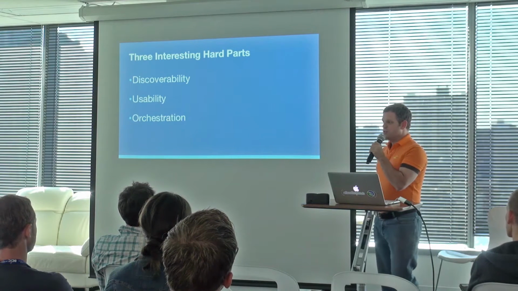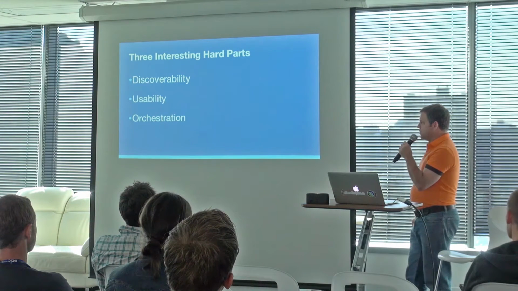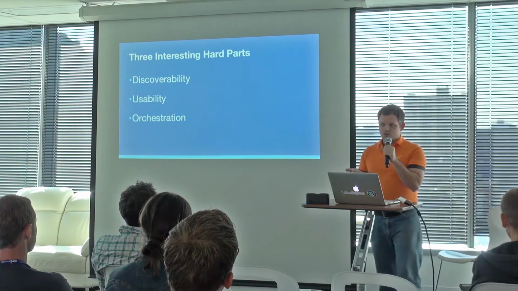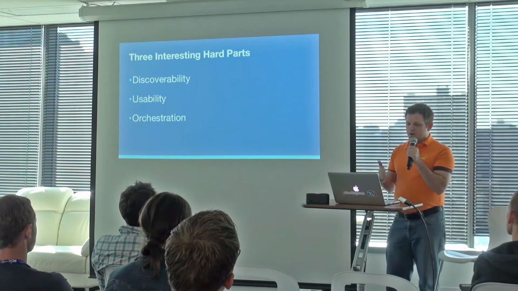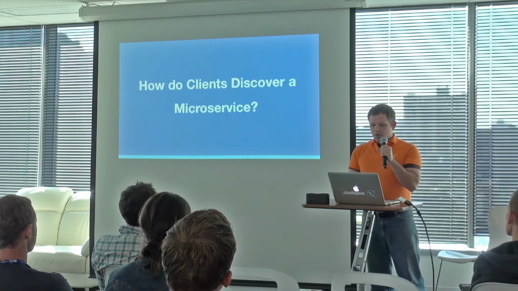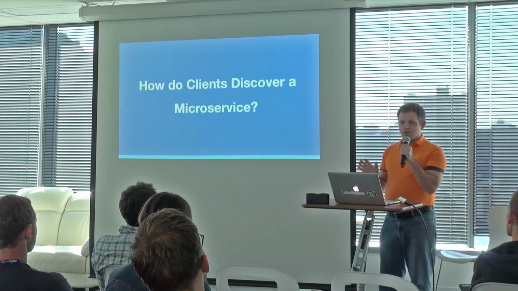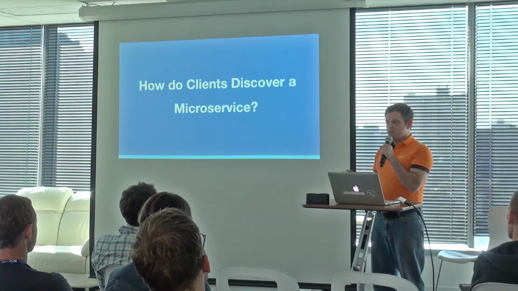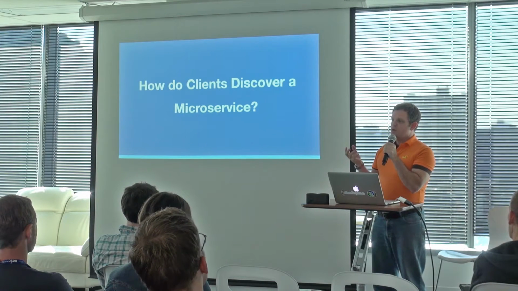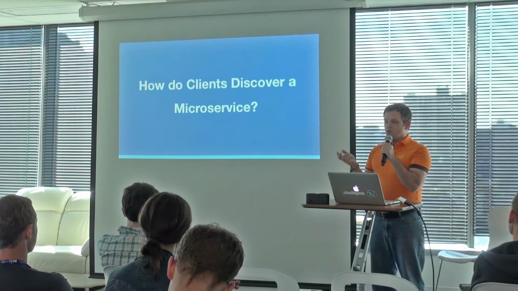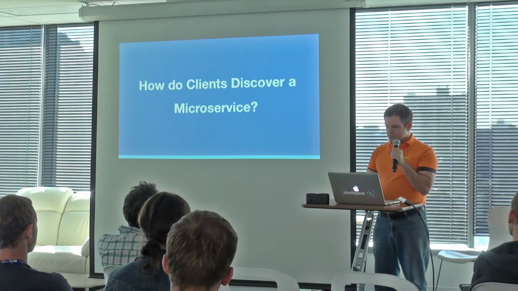Three of the hard parts that we think are interesting are the discoverability of those microservices, usability, and orchestration. How do I find them? So how do you find one of these microservices? Again, if there's 20, not a big deal. If there's 200, it gets a little harder because you need some way of cataloging and discovering where they are and what they can do.